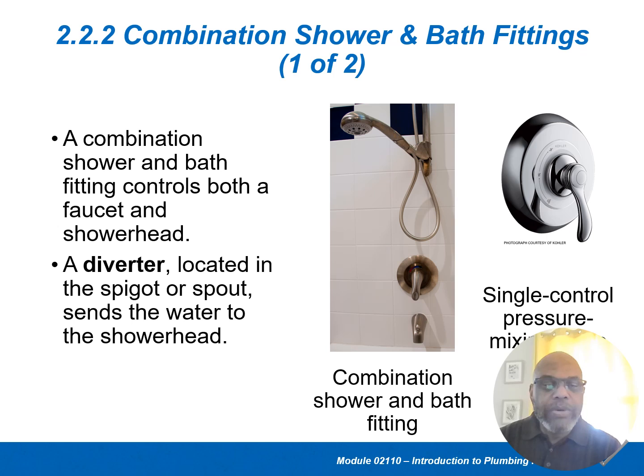So this is a combination shower and bath fitting, controlling both the faucet for the bath and the shower head. A diverter device is used. It is located in the spigot or the spout that sends the water to the shower head. So you can open or close it to allow water to come from either the handheld device or from the shower head. And again, many times for new bathrooms that have showers, it is a single-handle device that you will use.